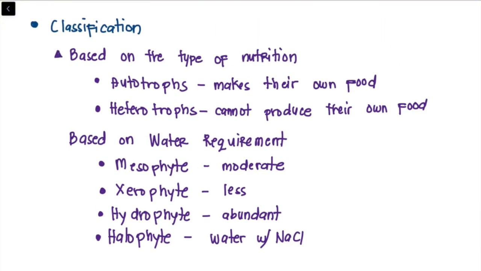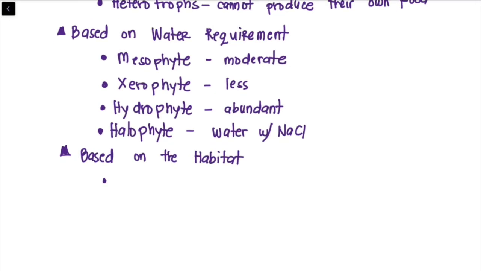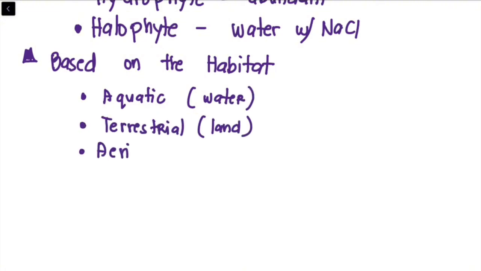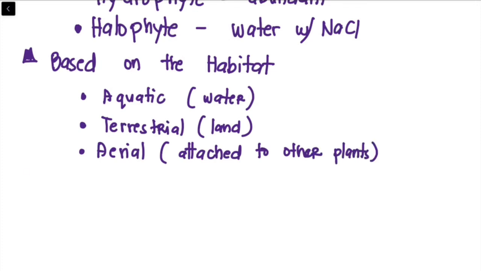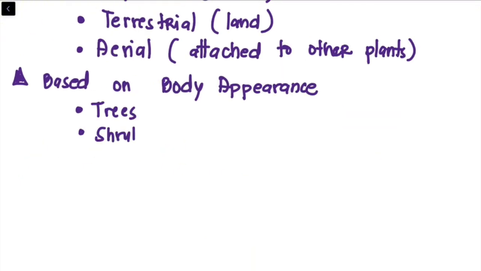Another category for this classification is based on the habitat, kung saan nagre-reside yung mga halaman. Syempre, andito ang aquatic, sa water. Then we also have terrestrial, na meaning sa land. Then we also have aerial, attached to the other plants po ito. Another is based on the body appearance, kasi meron pong mga halaman, may mga genus, may family na magkakamukha ng trees, shrubs, herbs, and then vines.